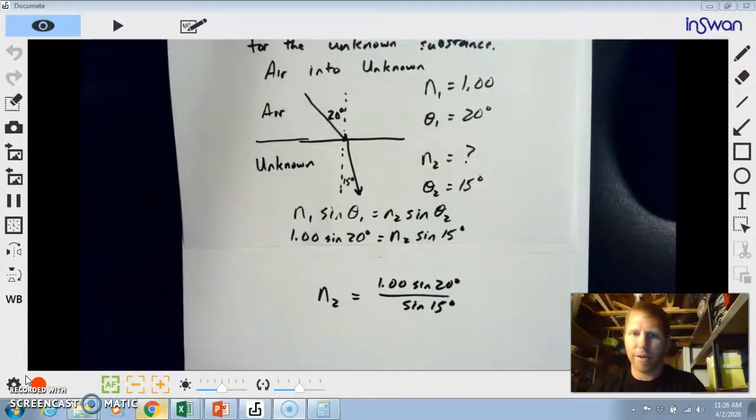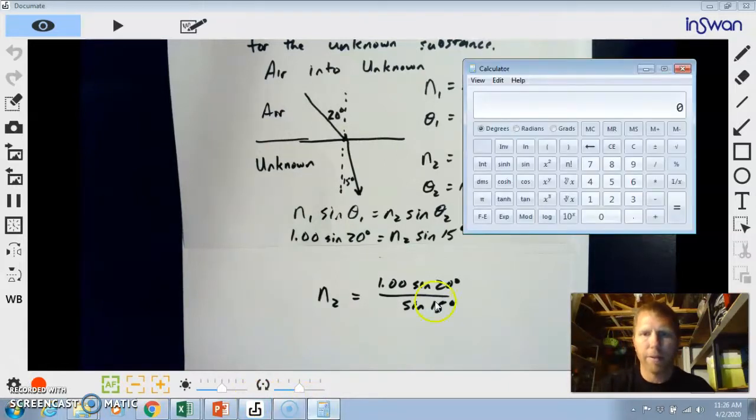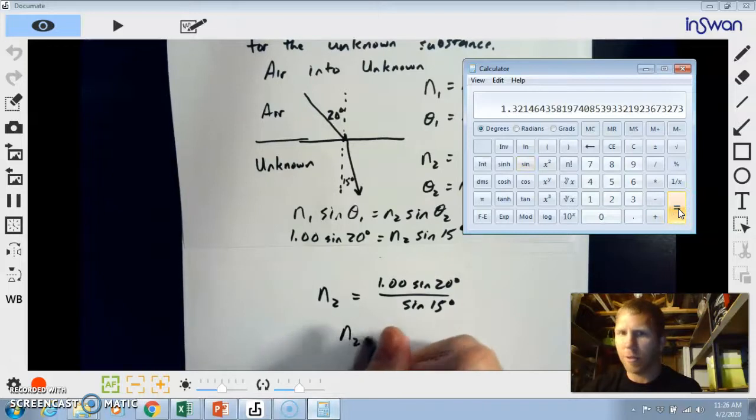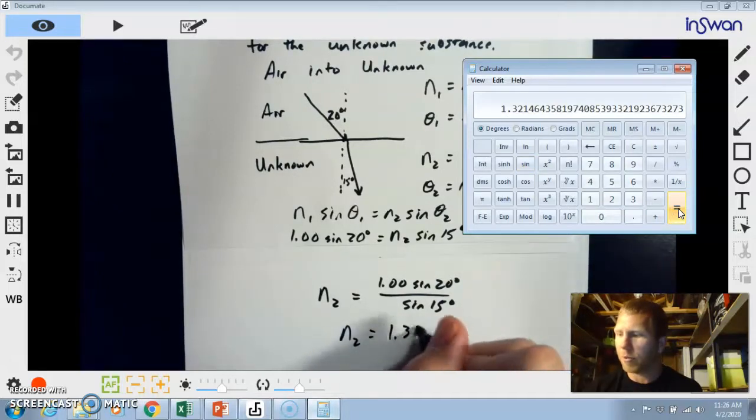Okay, now if I get out the calculator on here, basically, you take the sine of 20 degrees divided by the sine of 15 degrees, and we get an answer: N2 equals 1.32.